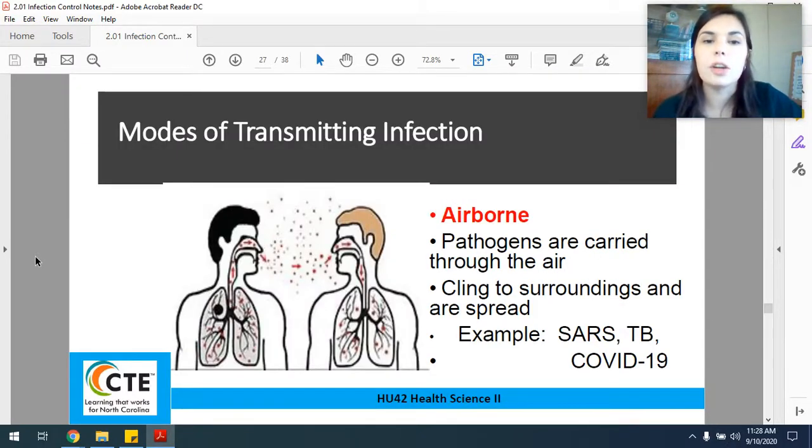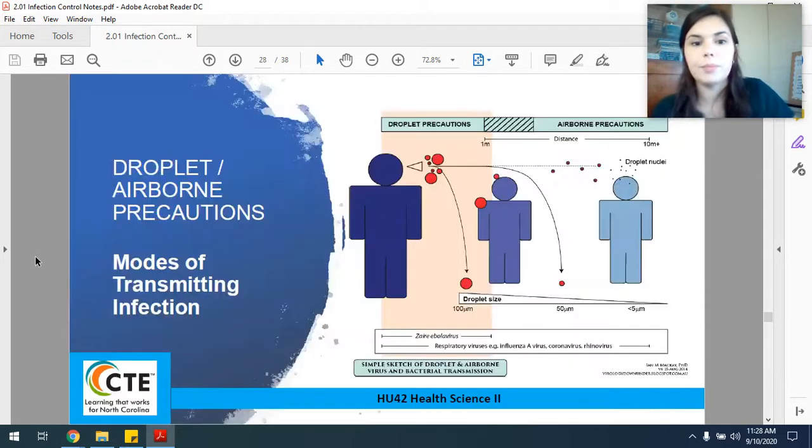Airborne are pathogens that are carried through the air. They typically cling to the surroundings and then spread, and these are things like SARS, TB, and COVID-19. We know that COVID-19 is an airborne disease, which is why we are stressing the importance of wearing face masks to cover any droplets or anything that comes out of our nose or our mouth. Droplet airborne precautions include things like social distancing, wearing masks, wearing personal protective equipment.